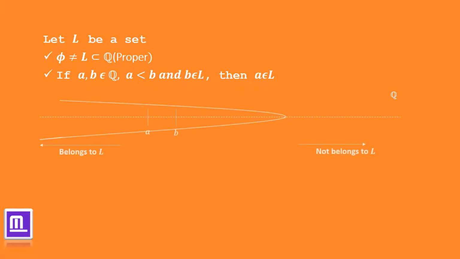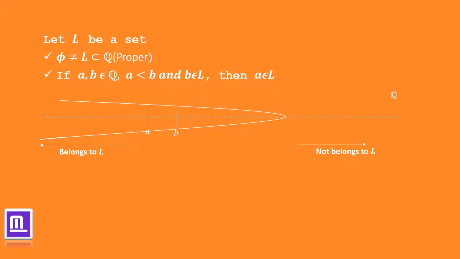How? This diagram may help. See this, Q is there. Let those dotted lines represent Q, and suppose b is there and a is less than b, then a belongs to L. That means if a number is given to you and you know that the given number is in L, then every element lesser than that given element should be in L.